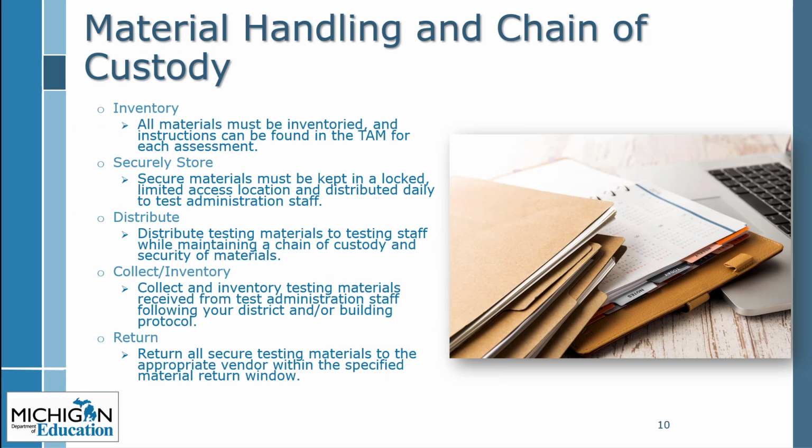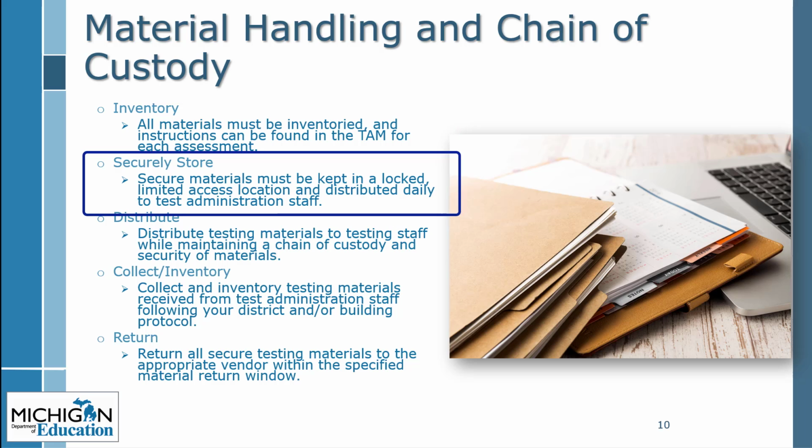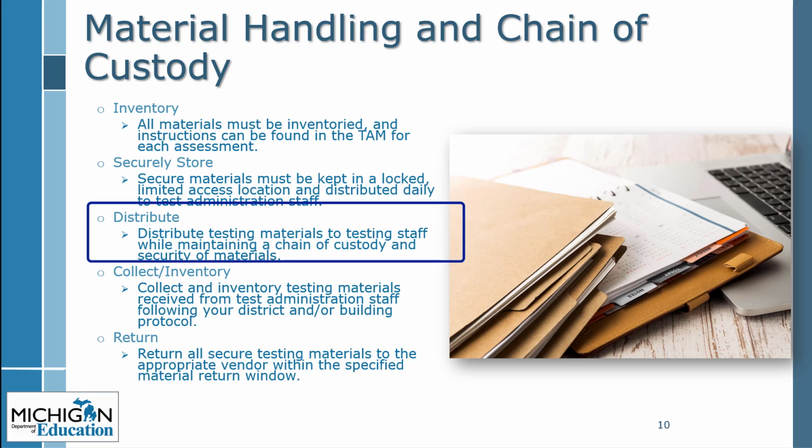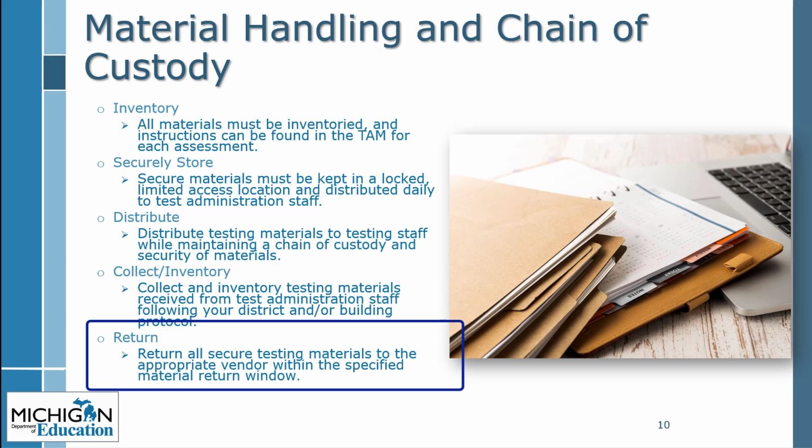Material handling and chain of custody is the third component of assessment security. All materials must be inventoried upon receipt. All materials must be kept in a locked, limited access location and distributed daily to test administration staff. It's important to maintain a documented chain of custody of materials when distributing materials to staff. All materials must be collected and inventoried upon receipt from test administration staff following your established protocol. All secure testing materials must be returned to the appropriate vendor within the specified material return window.